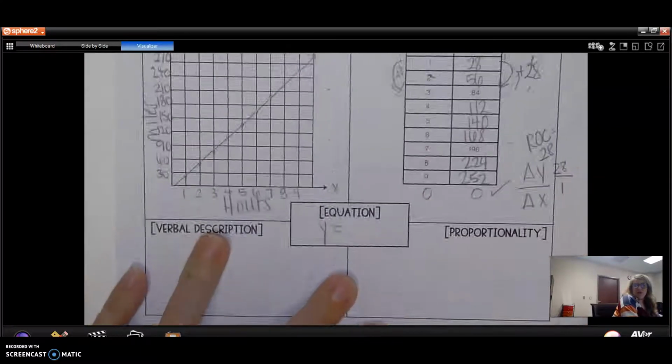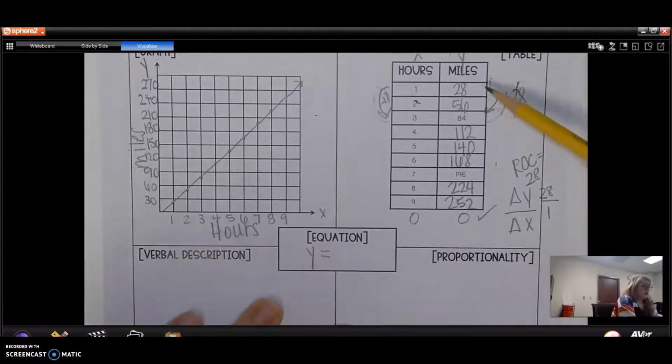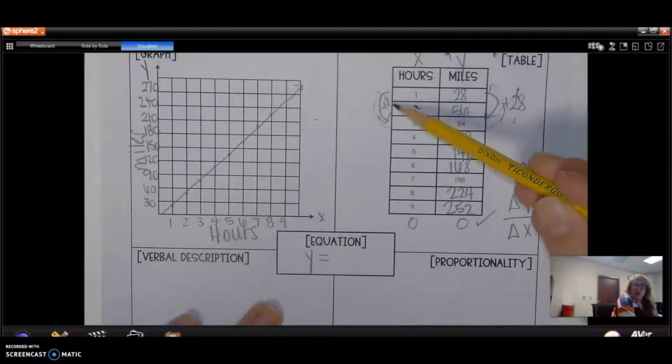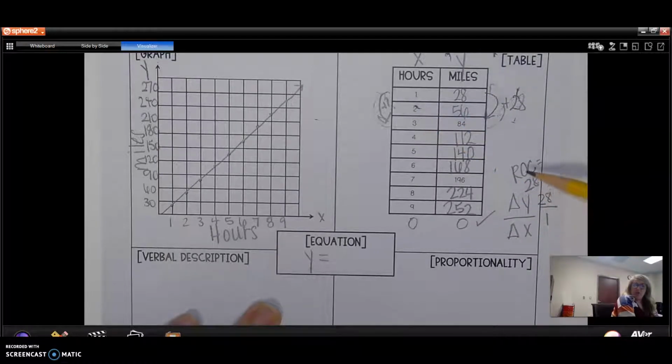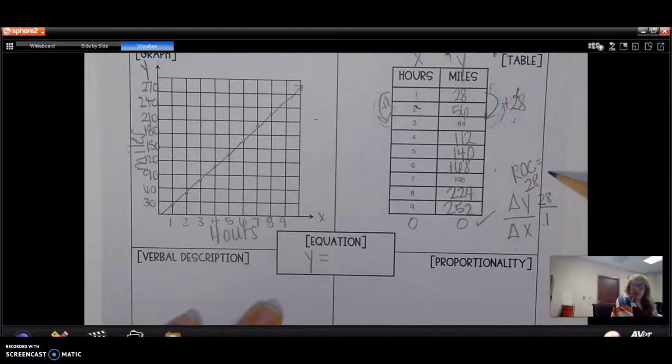My change in Y, let me explain that because I think I was out of the frame. On my Y, from 28 to 56, I was adding 28. For my X, from 1 to 2, I added 1. And in order to find the rate of change, it's my change in Y over my change in X. My change in Y was 28. My change in X was 1. So 28 divided by 1 is 28.